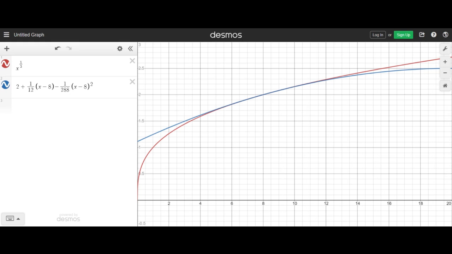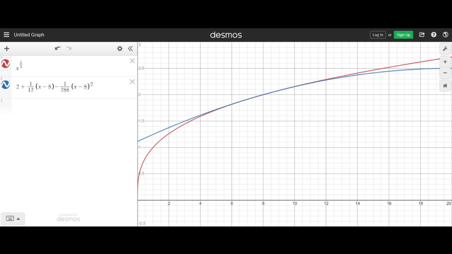Okay, so let's see. Around a equals 8, they do. In fact, the second degree Taylor polynomial and the function, the cube root of x, do intersect at a equals 8, or x equals 8. They agree perfectly there.